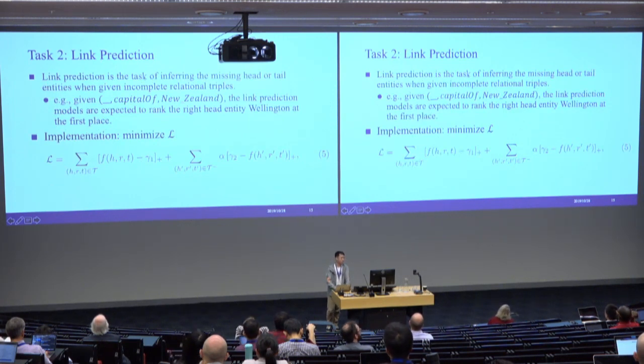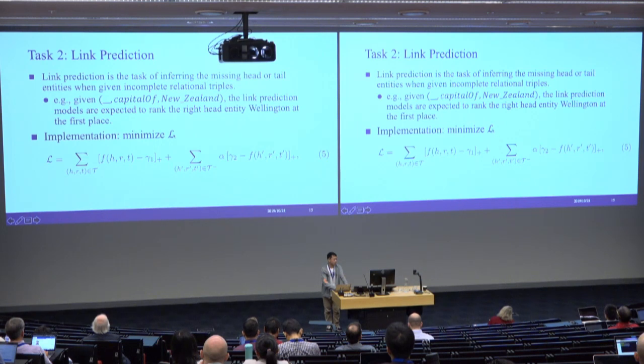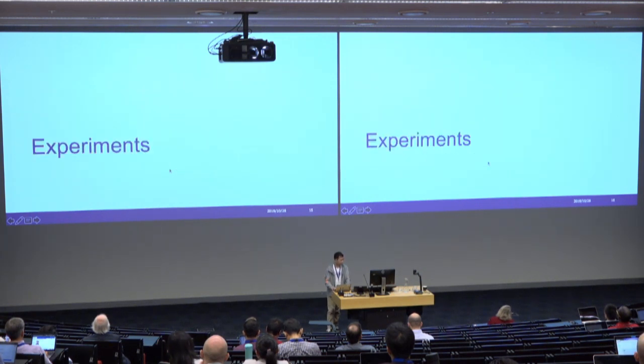Another task is link prediction. For example, here we don't know the head entity of this triple, and we see whether the link prediction model can predict the correct entity. Here we also minimize the loss function of the triples, which is similar to TransE.